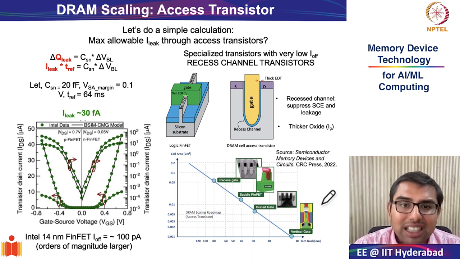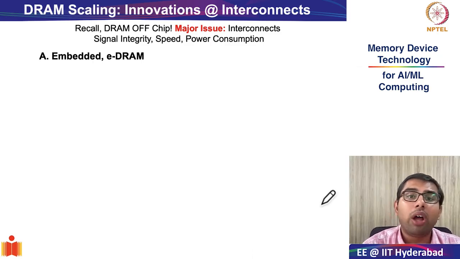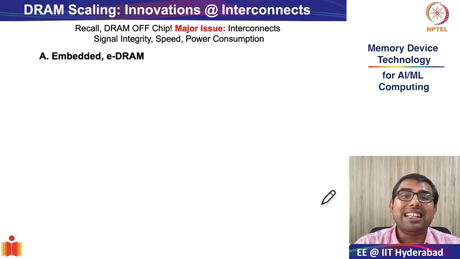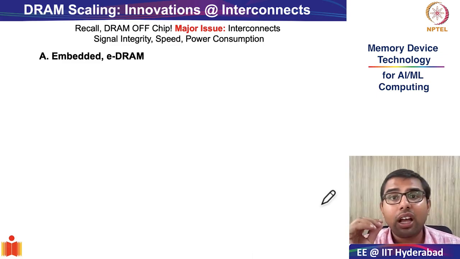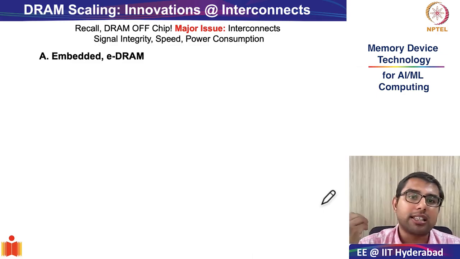Okay. The last thing that we want to discuss today is the scaling innovations when it comes to reducing interconnect delay. Remember, DRAM was the first off-chip memory, and the major issue here was the interconnects: their size and length were creating significant issues in signal integrity, speed, and power consumption.